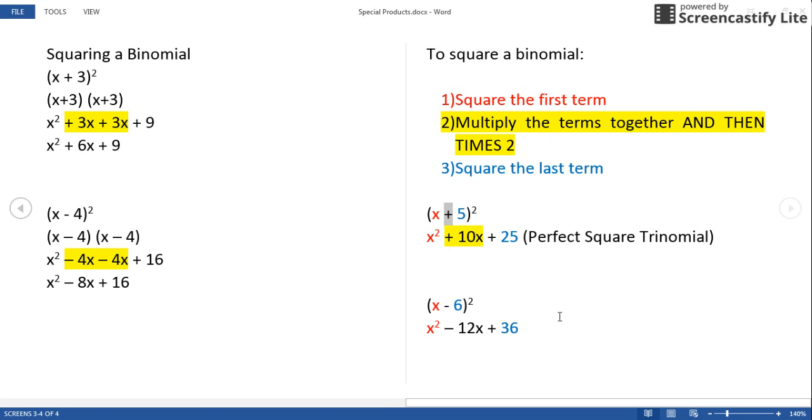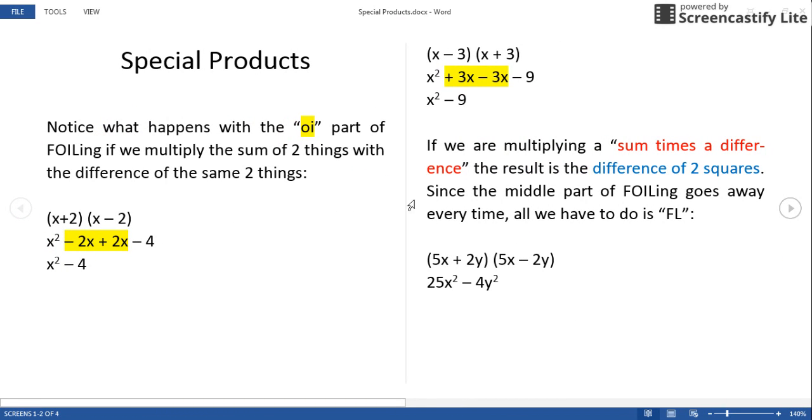So to square a binomial, square the first term, multiply the terms together, then times 2, and then square the last term. Your answer will be a perfect square trinomial with squares on each end, positive at the back, and even in the middle. If you have a sum times a difference, the result is a difference of two squares. You can get your answer by multiplying the first ones together and the last ones together.